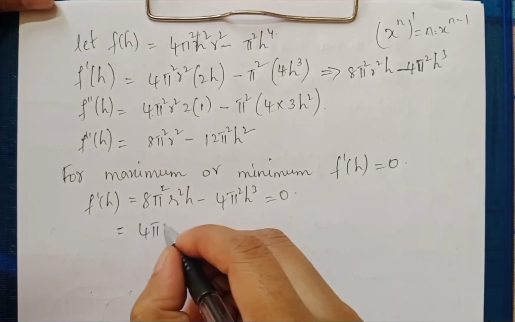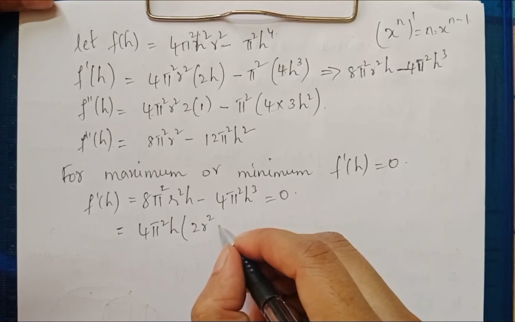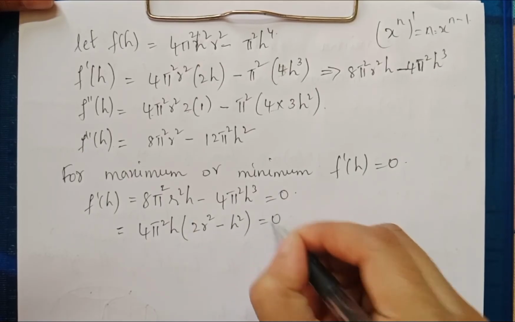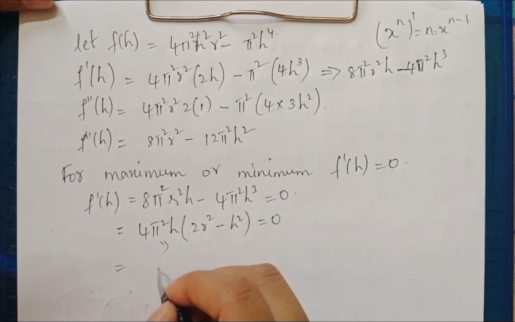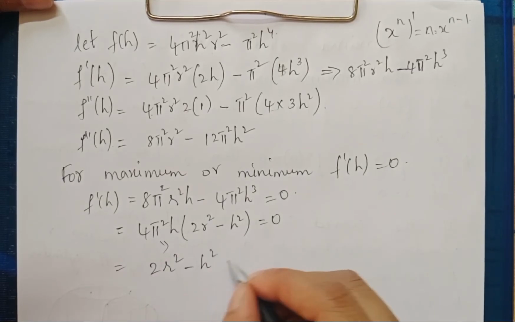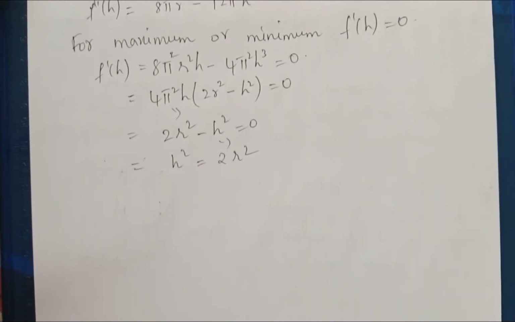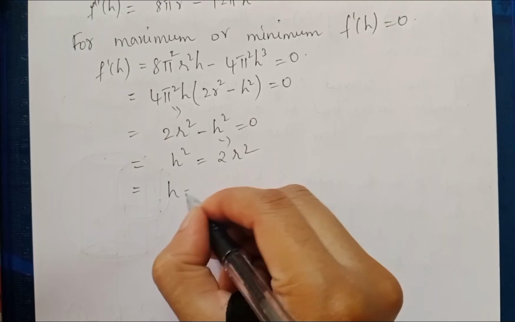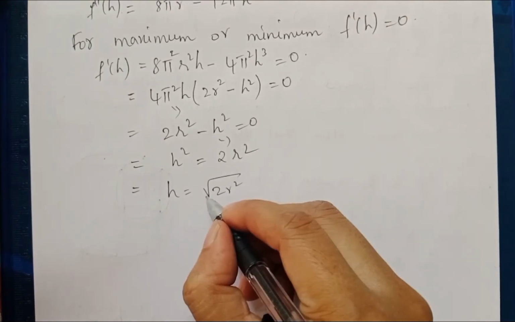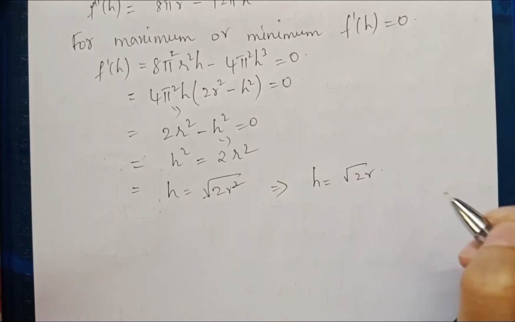Taking 4 pi square h common, we get 2 r square minus h square equals 0. This goes to the other side, so it is 0, and we are left with 2 r square minus h square equals 0. Taking h square to the other side so it is positive, h square is equal to 2 r square. The square goes over so it becomes a root: h is equal to root 2 r square. The square and root get cancelled, so we get h is equal to root 2 r.